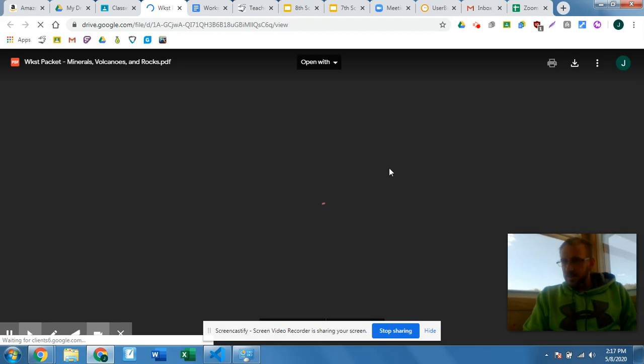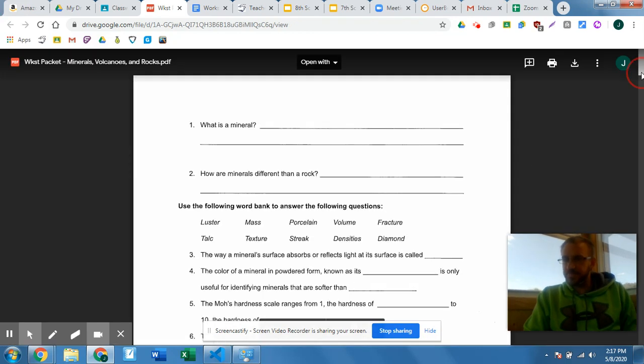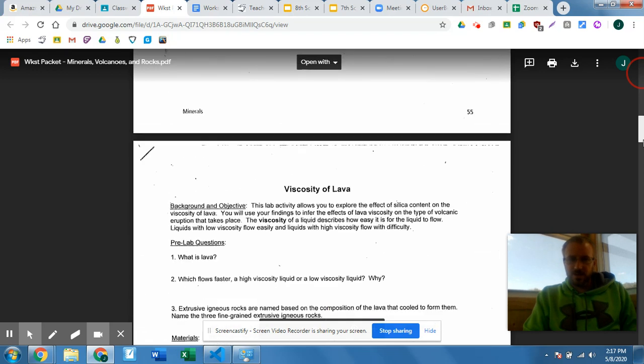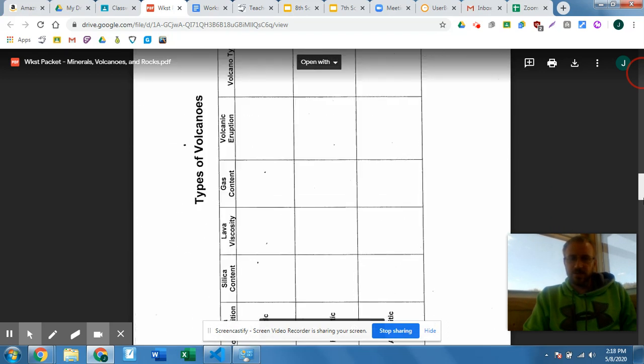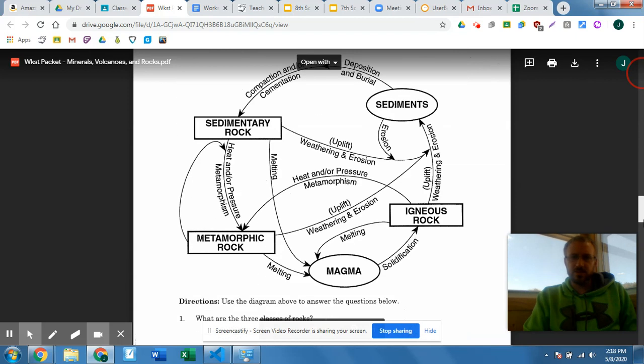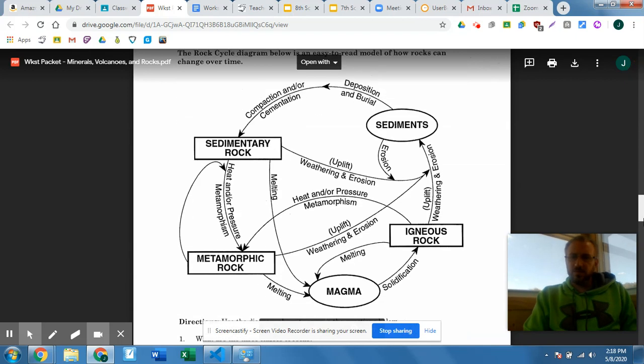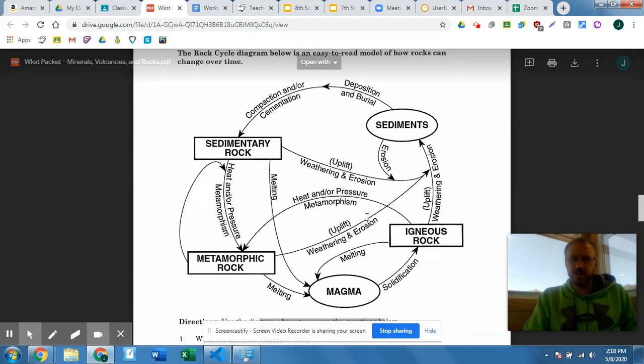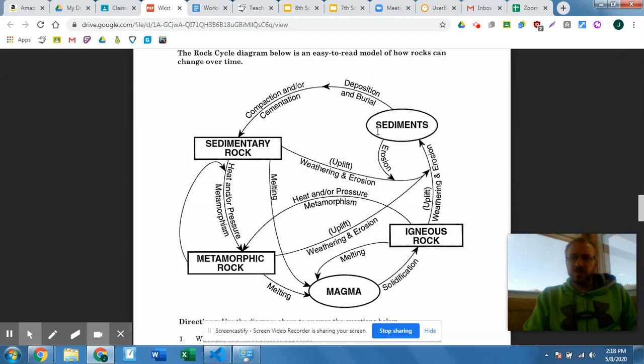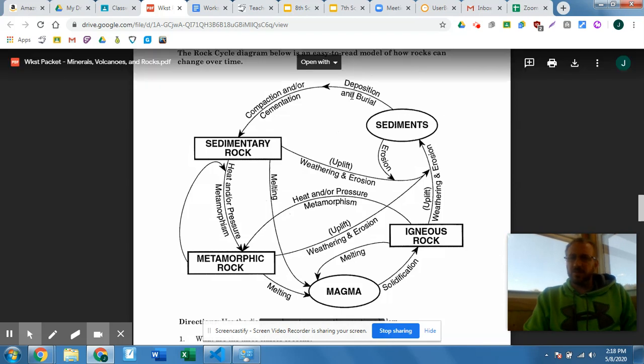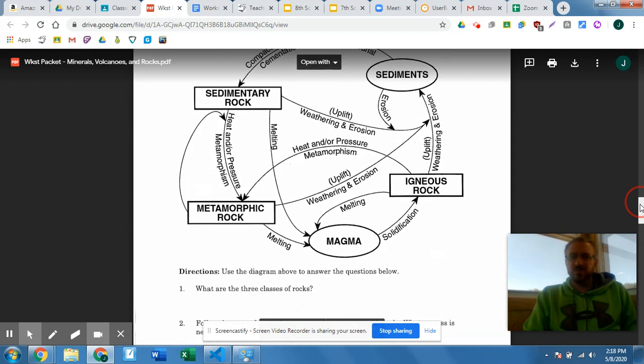So pages 7 through 9: the first one has the rock cycle plastered on the page. It's a little bit better labeled than our notes, I guess, because we didn't label all the ones that were in here. But for the most part, it's the same. They added a few more things in here. It's a little bit fancier than ours in our notes, but it's a good rock cycle.